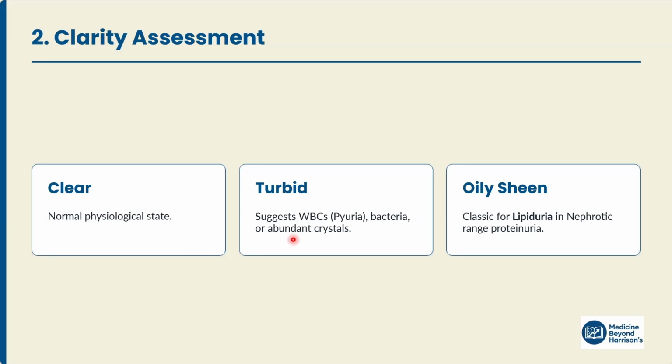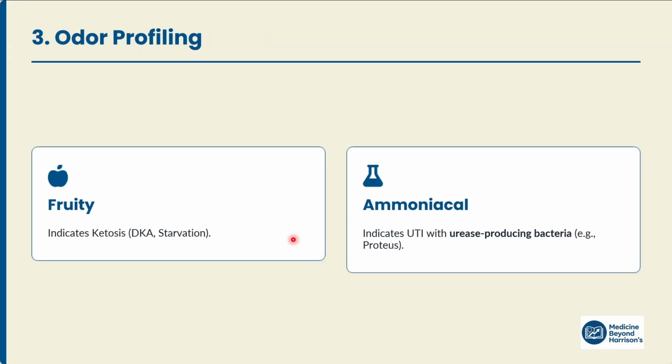An oily sheen, with a few oily crystals, is classified as lipiduria in nephrotic syndrome or nephrotic range proteinuria. Then the odor: you can always smell the urine if the patient has passed urine recently. A fruity smell indicates ketosis, decay, or starvation. An ammoniacal smell indicates urinary tract infection with urease-producing bacteria, for example Proteus. Only if you know these smells can you identify and find the diagnosis for urine routine, and based on urine odor you can diagnose a few conditions.